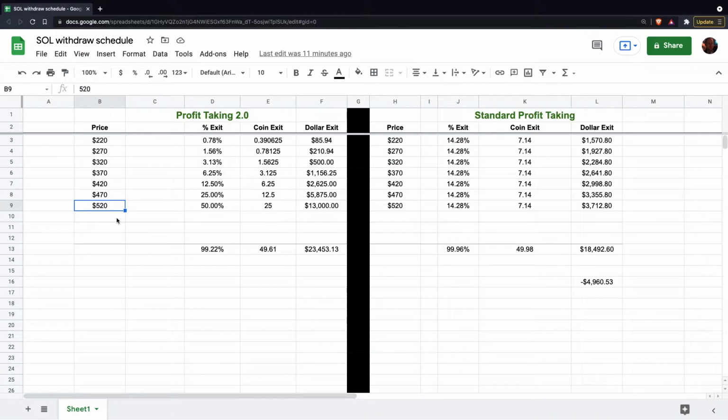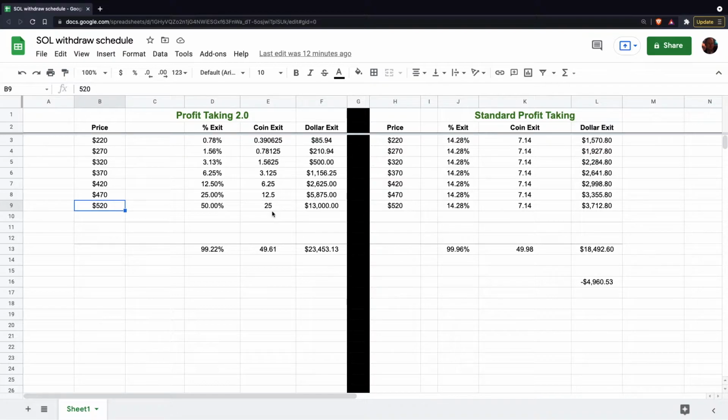And so let me discuss the left side and the right side here. This is the Profit Taking 2.0, just a marketing name that I named this profit taking that I created, for lack of a better term. And then the standard profit taking that it seems like everybody is kind of doing, which is take a certain amount off per price point. You make up the difference because you take a little up front and you take a lot off at the end.